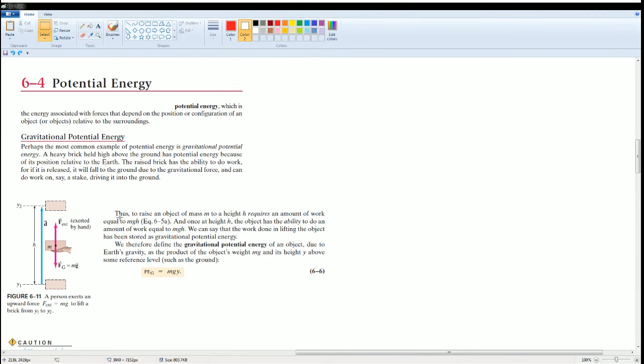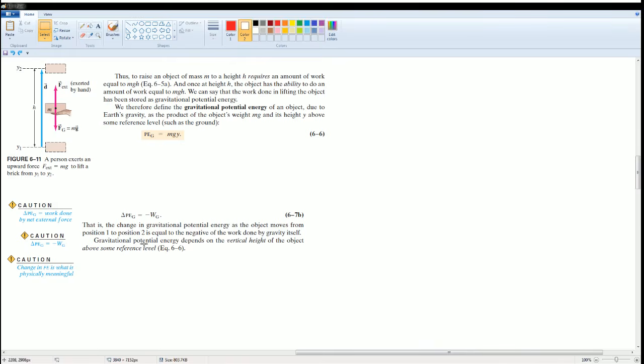Thus, to raise an object of mass m to the height h to do work, that is defined as the mgh. At height h, the object has the ability to do work, and the amount of work equals mgh. Therefore, we could define the gravitational potential energy of a system due to the Earth's gravity as potential energy mgy. You might also see this as mgh.